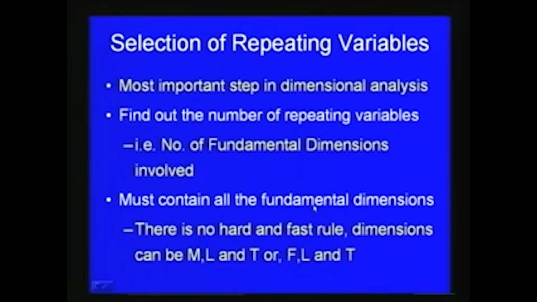There is no hard and fast rule as far as the way in which we select the repeating variables which include the fundamental dimensions. Generally it can be mass, length and time, or force, length and time. So, either we can use the MLT system or the FLT system. This selection of repeating variables is one of the most important steps as far as dimensional analysis using the Buckingham pi theorem is concerned.